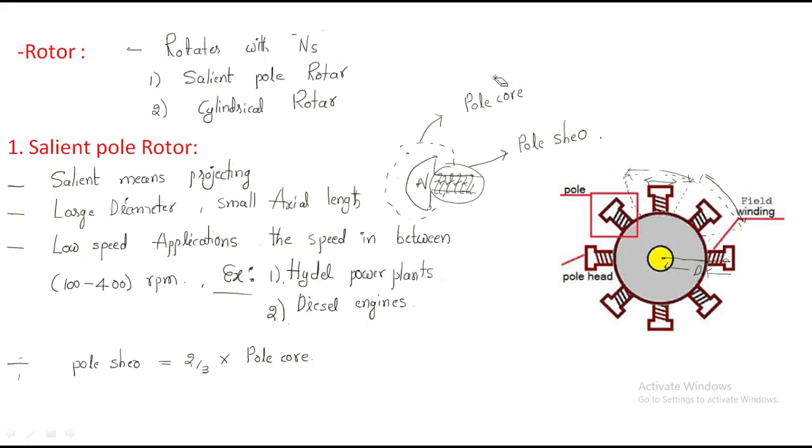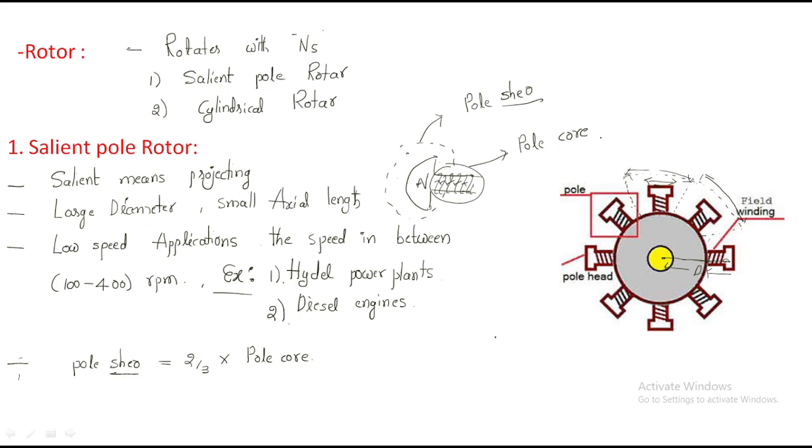Sorry, we get some difference. This is the pole shoe. It's like a shoe model. That's why it is called the pole shoe. It is the core. Core always consists of the winding. That's why it is the pole core. So this pole shoe area will cover 2/3 of this area.